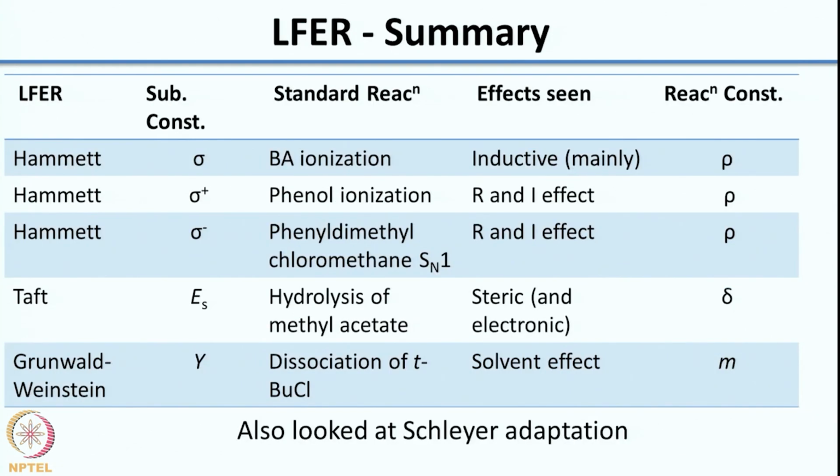So then we did multiple free energy relationships, and shown here is a table of all the free energy relationships we did. So we looked at the sigma scale, sigma plus, sigma minus, ES, where we used the linear free energy relationships to understand sterics and how sterics affects a reaction, and we also looked at the effect of solvent using free energy relationships. So this was Y. So we had, instead of sigma, all these new substituent constants and all these new reaction constants.